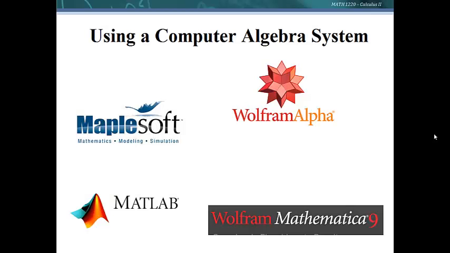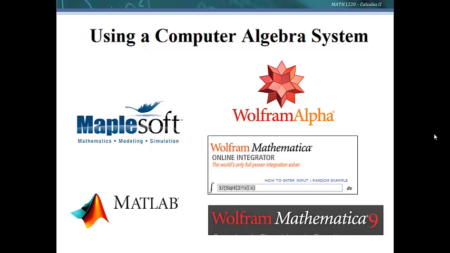So you actually have access to three of the most powerful computer algebra systems by using this all access through the college. Now I want to talk about Wolfram Alpha. It's available online if you go to wolframalpha.com. We're going to be demoing that in a minute. As part of Wolfram Alpha, they also have the Wolfram Mathematica Online Integrator. So we want to see how to use these.